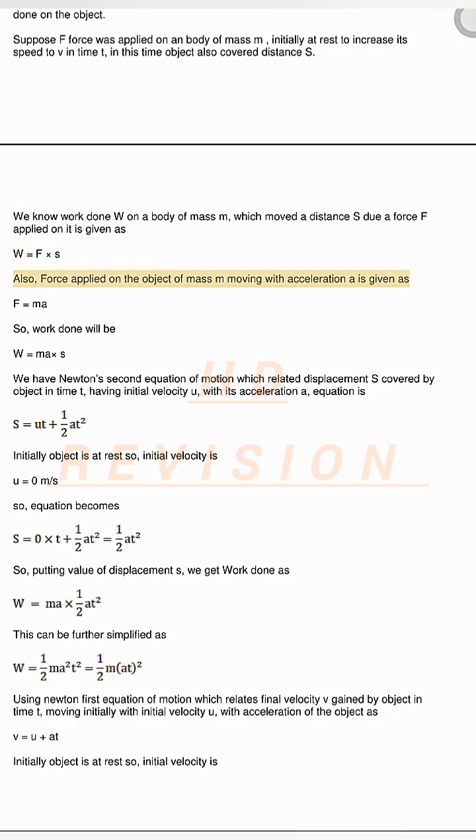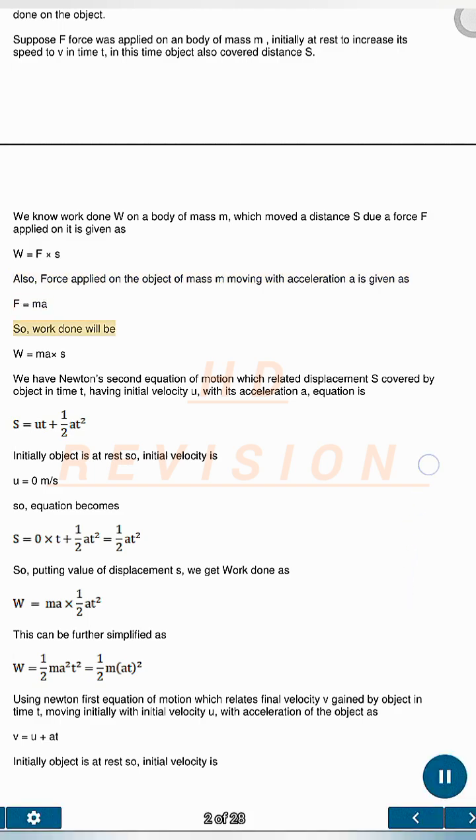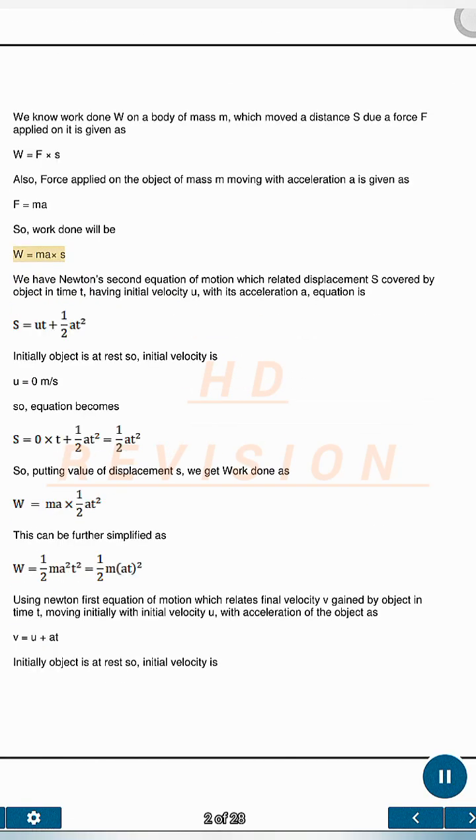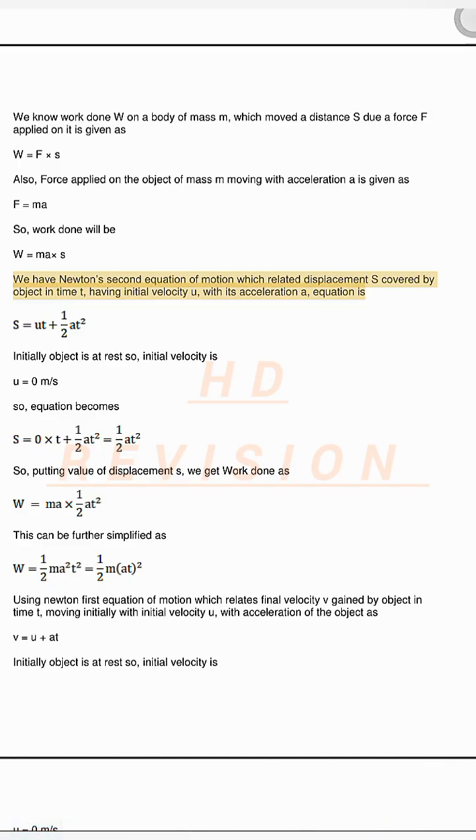Also, the force applied on an object of mass m moving with acceleration a is given as F equals ma. So, the work done will be W equals ma times s. We have Newton's second equation of motion, which relates the displacement s covered by the object in time t, having initial velocity u, with its acceleration a. Initially the object is at rest, so the initial velocity is u equals 0 meters per second, so the equation becomes s equals half a t squared. So, putting the value of displacement s, we get the work done as W equals ma times half a t squared.